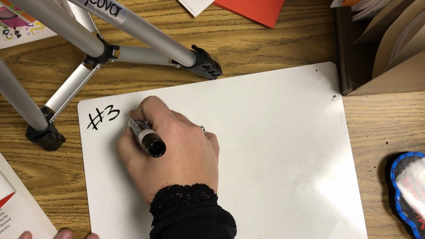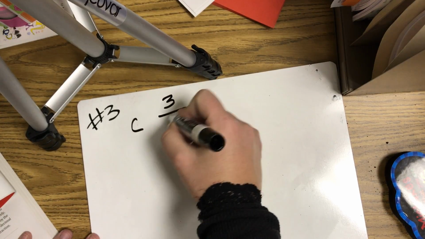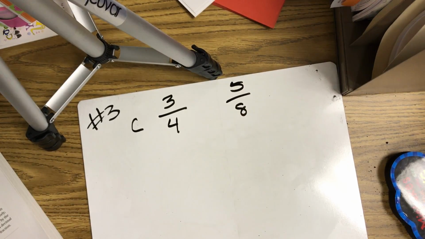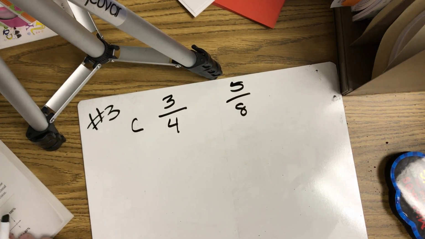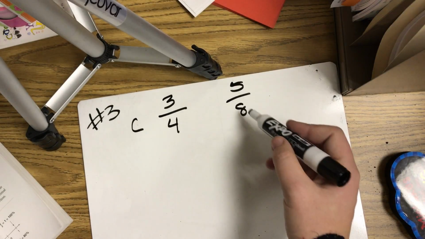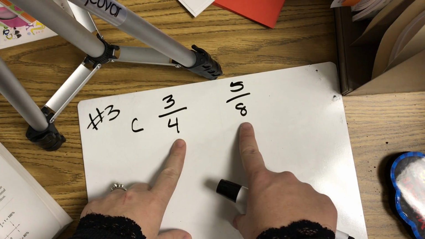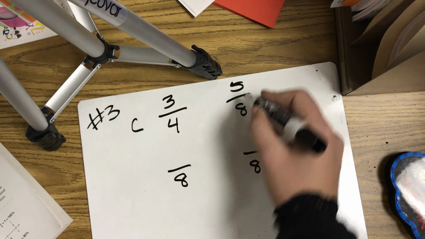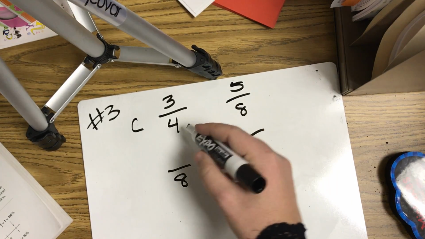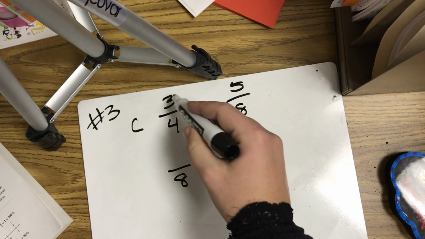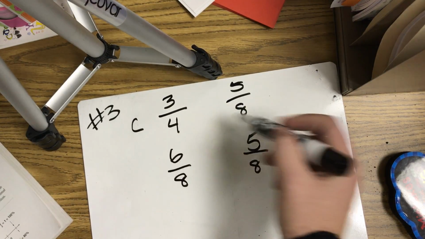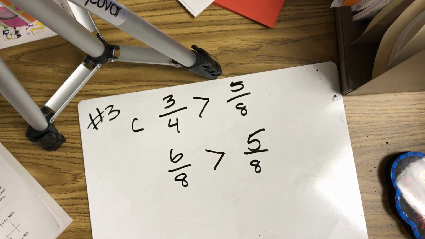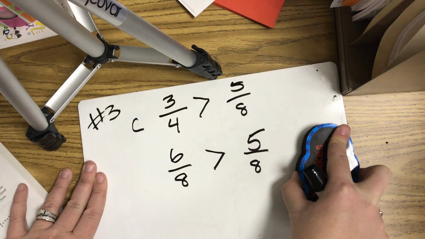Now C, I have 3/4 compared to 5/8. With that one, I might use a common denominator. I have a 4 and an 8. So let's make 8 our common denominator. Keep this one the same. 4 times 2 is 8. 3 times 2 is 6. So 6/8 would be greater than 5/8. So 3/4 is greater than 5/8.